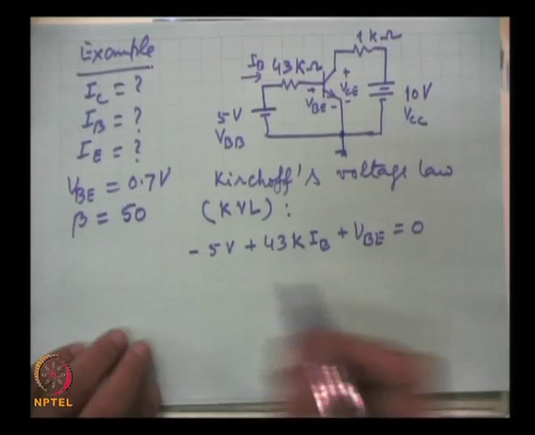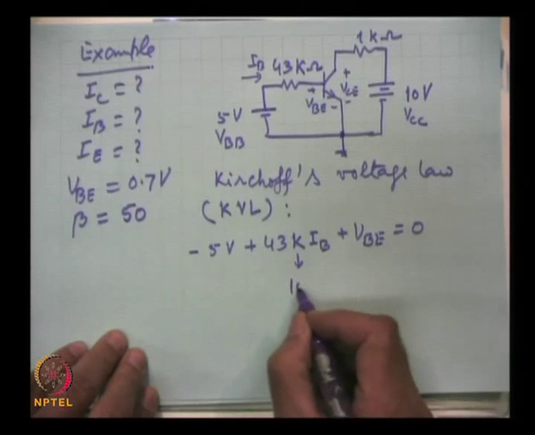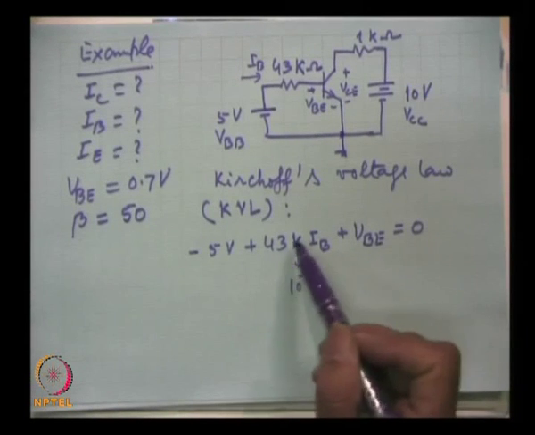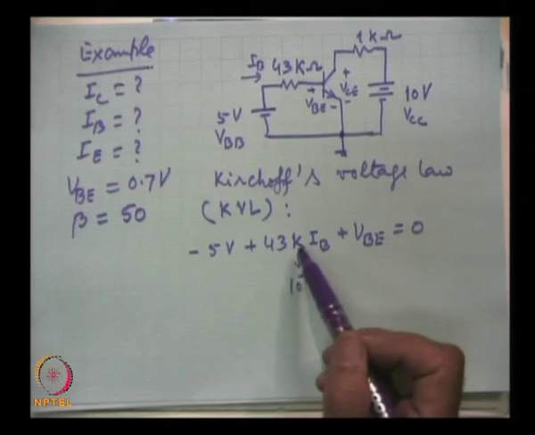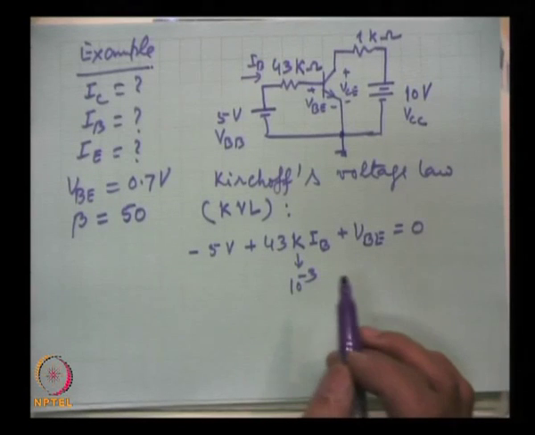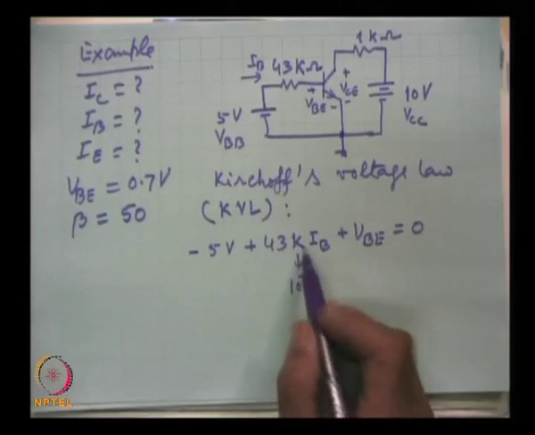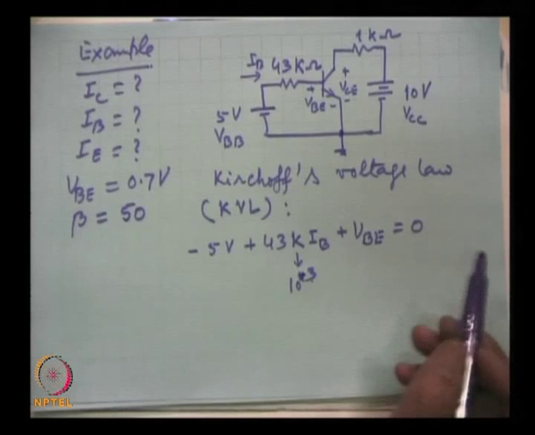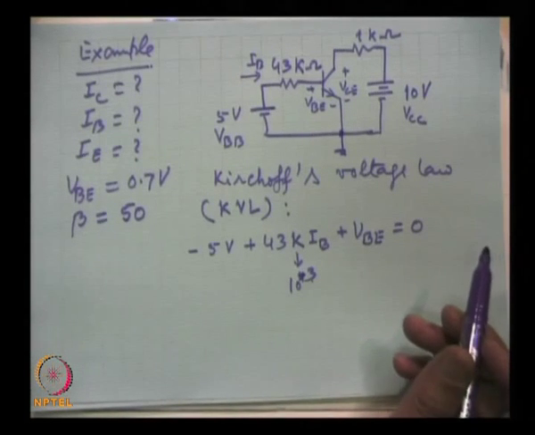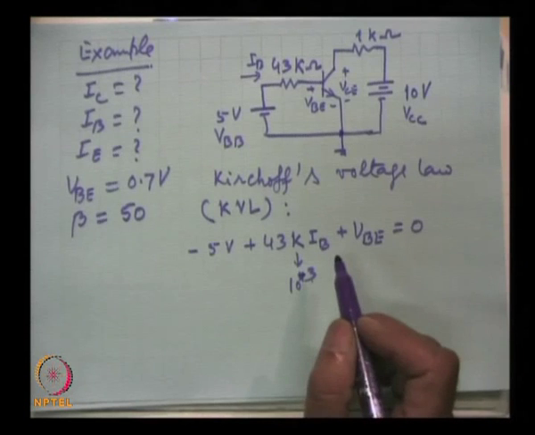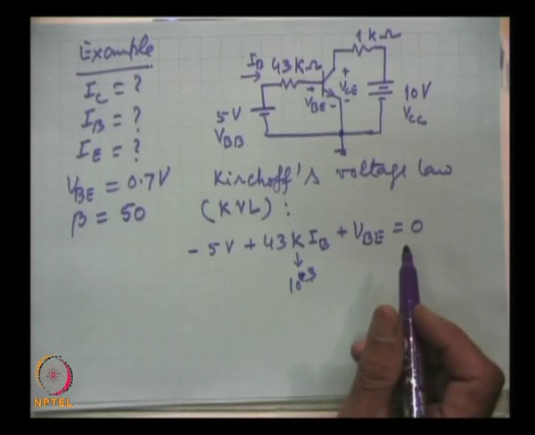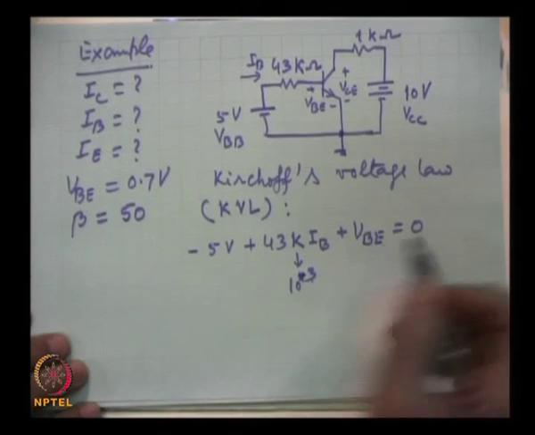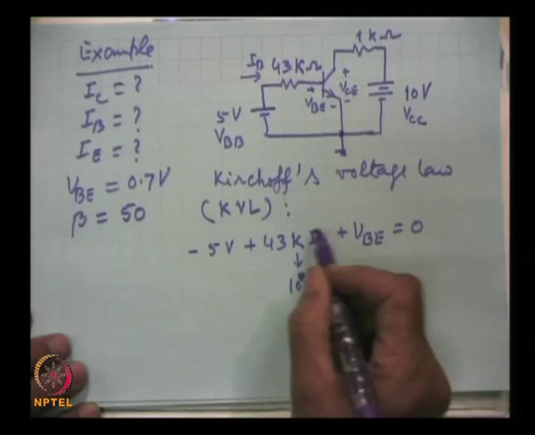K is actually 10 to the power 3, but when we take the resistances in kilo ohms, often they are left like that, and then the currents will be in milliamperes. If I replace it by multiplying by 10 to the power 3, then the currents will be in amperes, and because ampere is a large current, normally we will encounter milliampere currents. So, it is good enough to maintain this in kilo ohms. So, this equation is to be solved for IB.